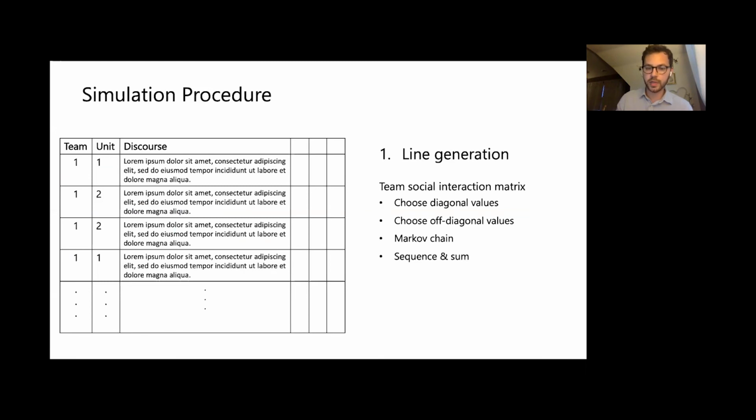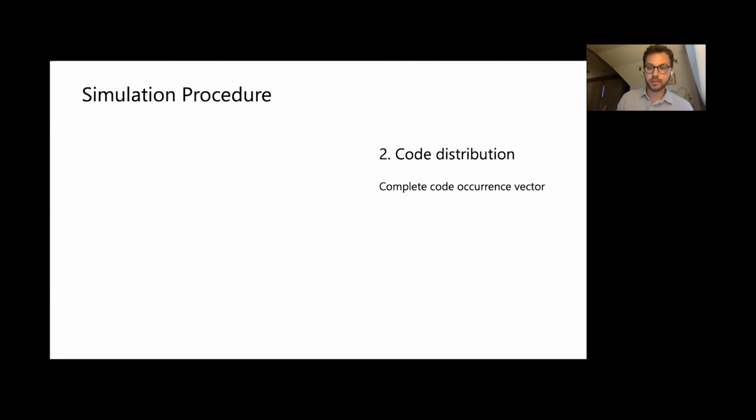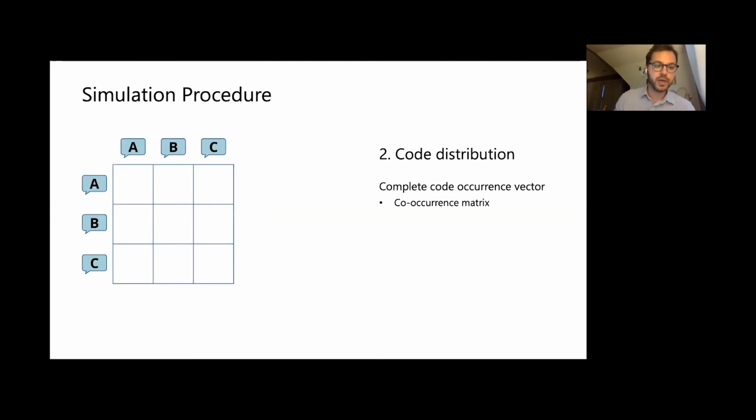So partway there, now we need to distribute the codes amongst those lines in a principled way. Could put them randomly, but that wouldn't be very helpful. So to do this, we have a complete code occurrence vector that we're going to create. It tells the rate at which all of the possible co-occurrences occur in a given individual's lines. So here we have a co-occurrence matrix. Again, we pick the diagonal, and the diagonal of this matrix is just the probability of them having that code in their data. I'll talk about why we pick these particular values in a moment.